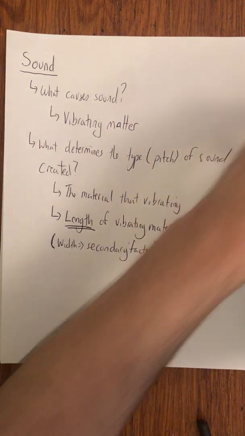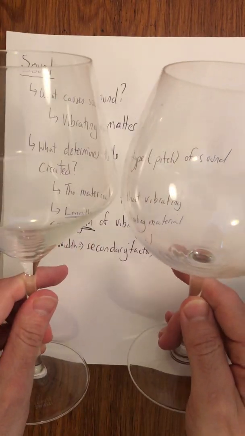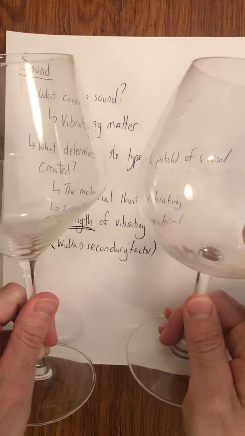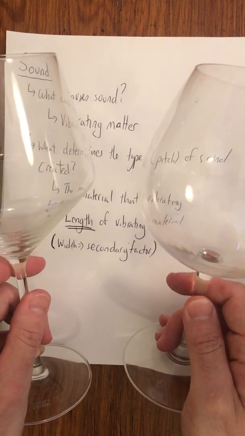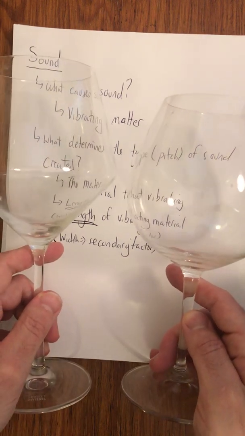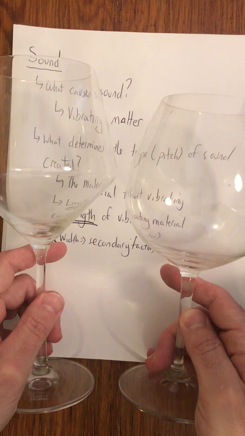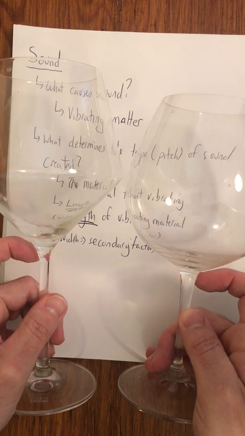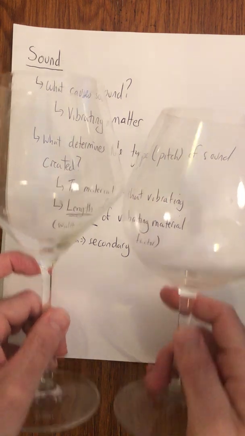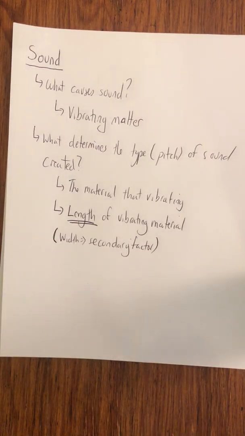And so with that being said, I posed you a question and that I made each of these two wine glasses vibrate, and they made very different sounds. Why? Well, they're actually made out of different types of glass, and you can see that the two things have different lengths of material that would be vibrating, and that's the reason why they made two different sounds. So there you go.